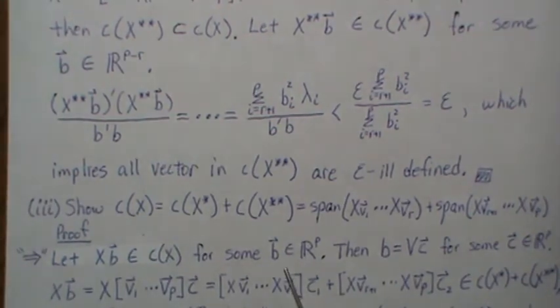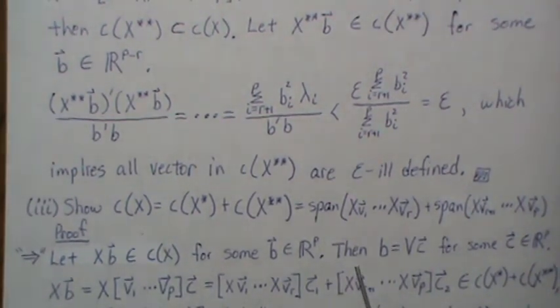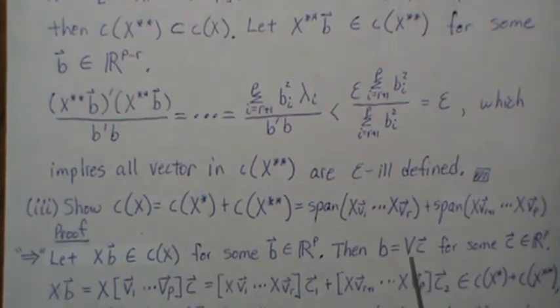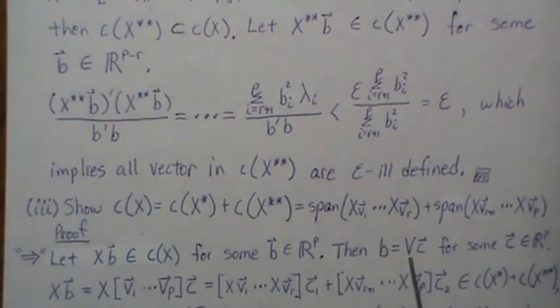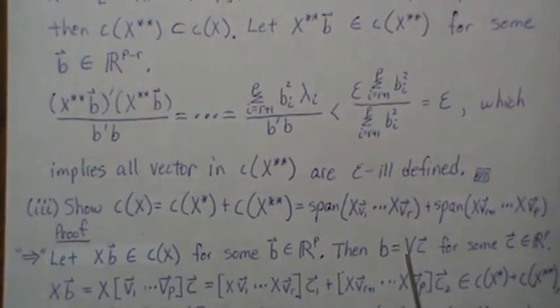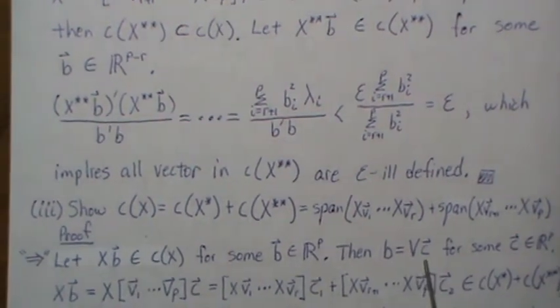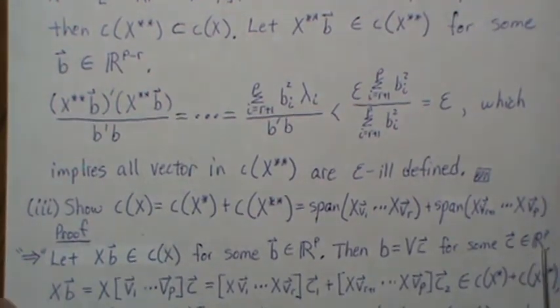This is for some b in p space, then b can be written as Vc. Now V, remember, those are orthonormal eigenvectors. This is a p by p matrix, and they're all orthonormal. So they span our p space. So we can write b as a linear combination of those vectors for some c in p space.